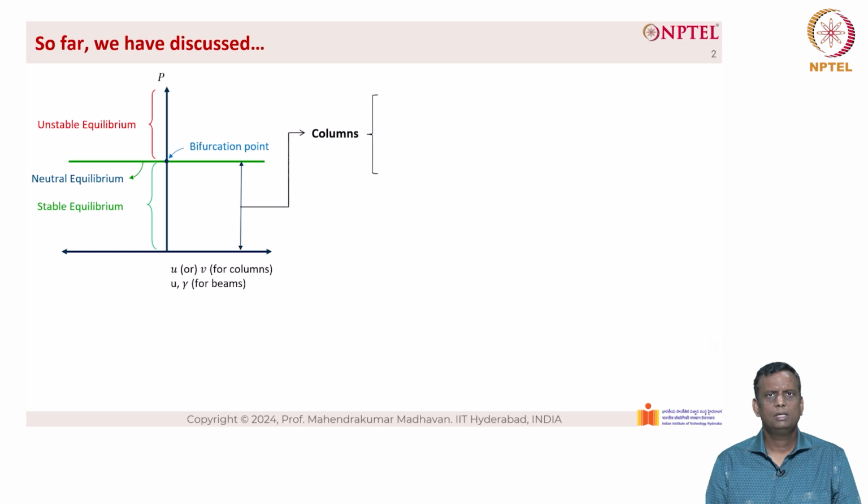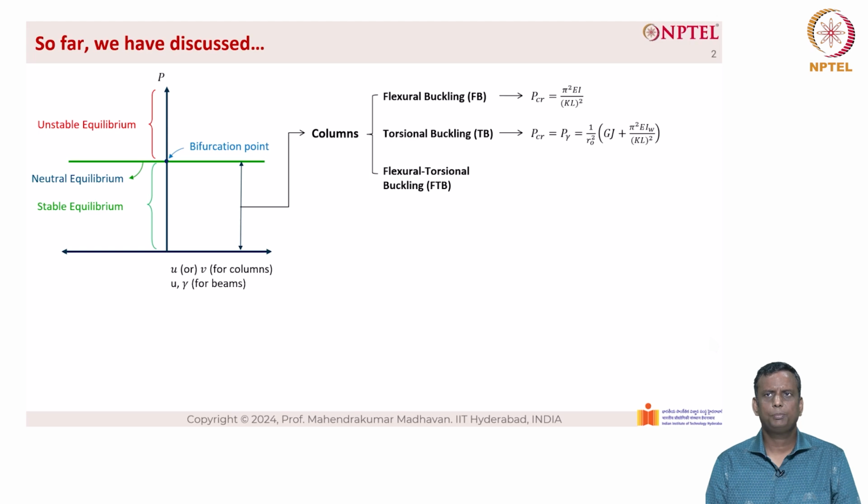And for columns, we know that there are three different types of buckling modes. It can fail in flexural buckling FB, torsional buckling TB, or flexural torsional buckling FTB. The equation for flexural buckling is P critical equal to pi square EI divided by KL the whole square. For torsional buckling, P critical is P gamma, equal to 1 by R naught square into GJ plus pi square EI sub W divided by KL the whole square. For flexural torsional buckling, we have P critical equal to P gamma plus Px divided by 2 into 1 minus x naught square divided by R naught square, into 1 minus root of 1 minus 4 Px into P gamma into 1 minus x naught square by R naught square, divided by Px plus P gamma the whole square.